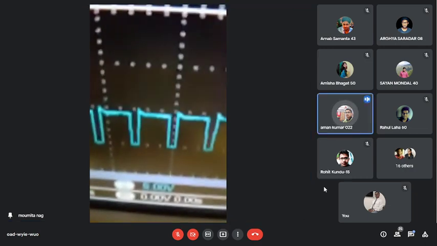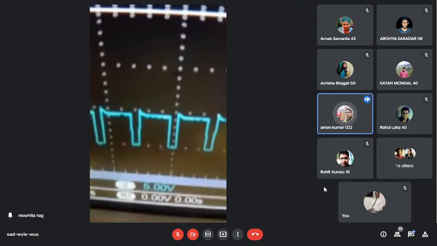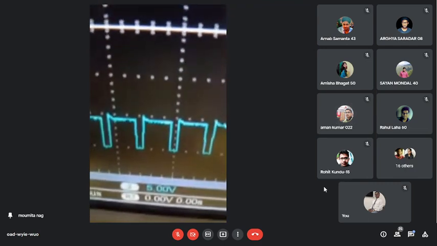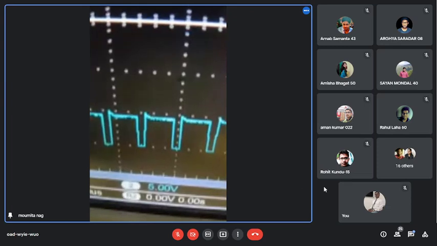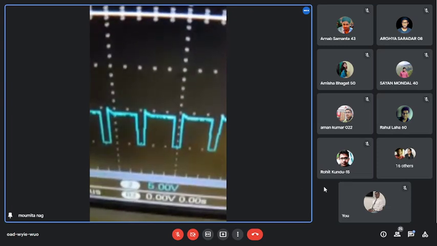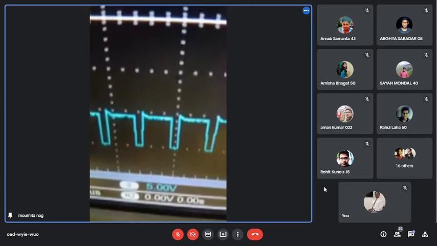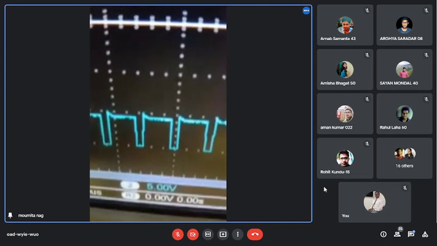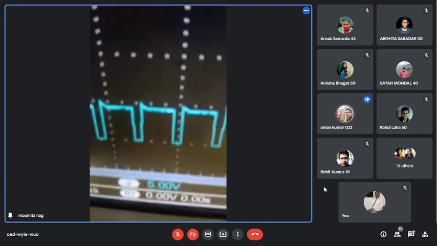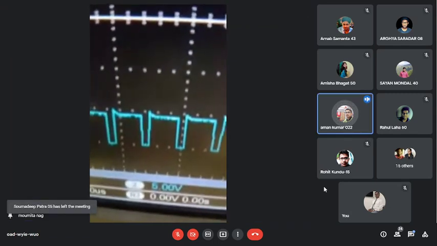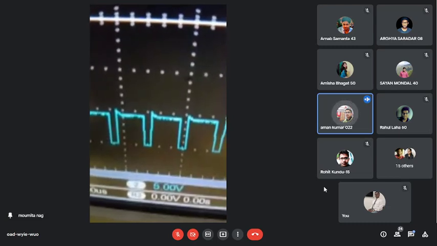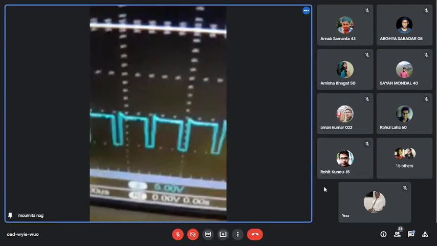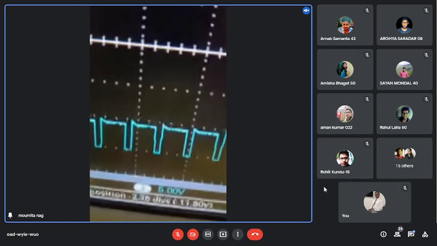Ma'am, for T off, what would be the small division? 0.5. One small division is 100 microsecond. Ma'am, we will take half of one small division for T off. T off is one small division here.